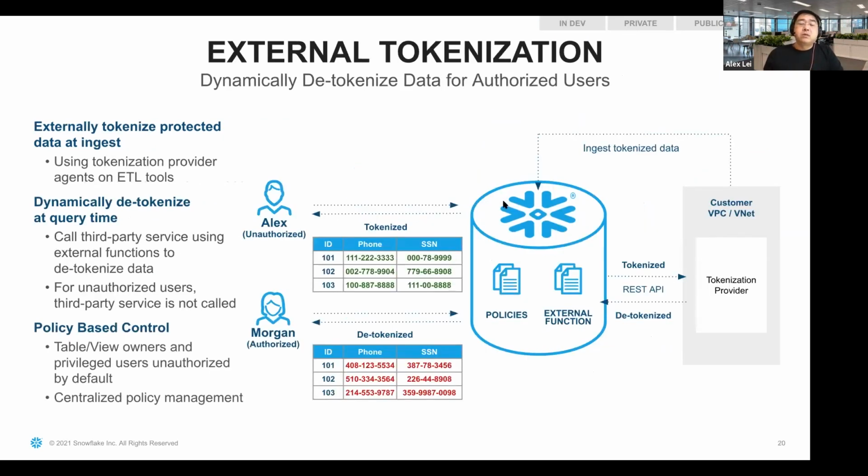External tokenization. This is based off, obviously, customer requirements. A number of our customers are now using external tokenization engines. So you can actually make a call outside using external functions from Snowflake and get the tokenized and de-tokenized data that's within Snowflake using an external provider.